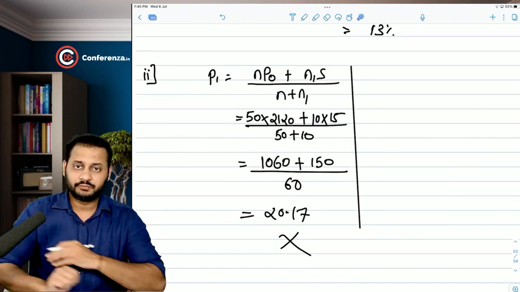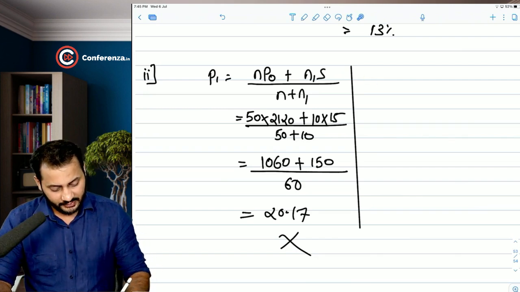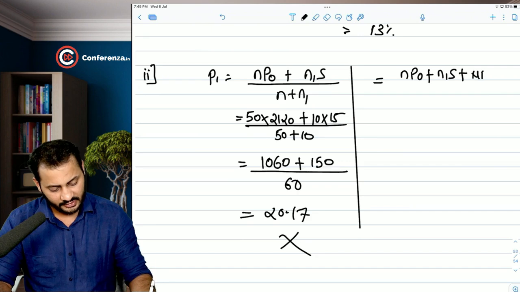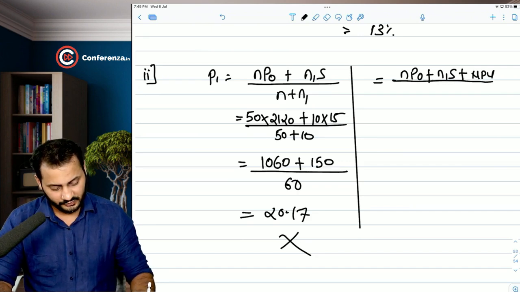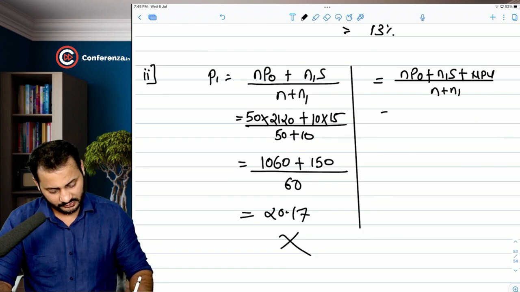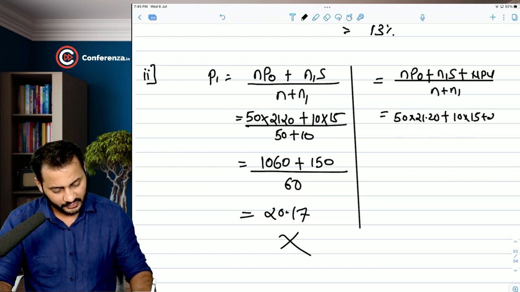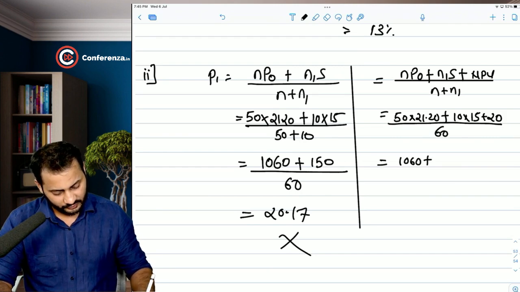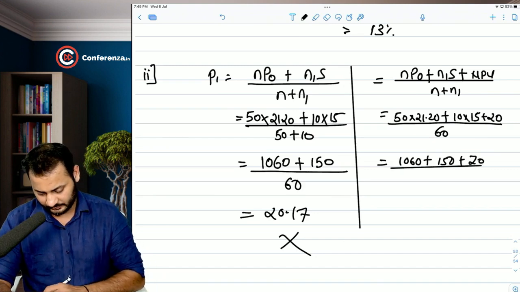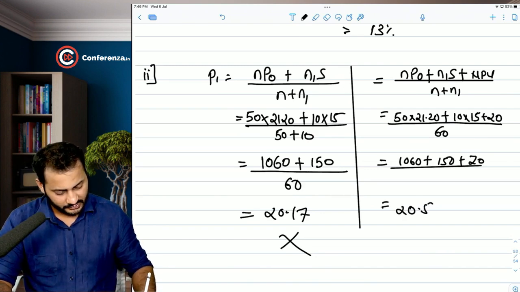See, I will tell you. Actually, it will be like this. N into P0 plus N1S plus NPV, divided by N plus N1. So it will be 50 into 21.20 plus 10 into 15 plus 20, which is the NPV, divided by 60. So 1060 plus 150 plus 20, that is 170. 20.5. This is the correct answer.